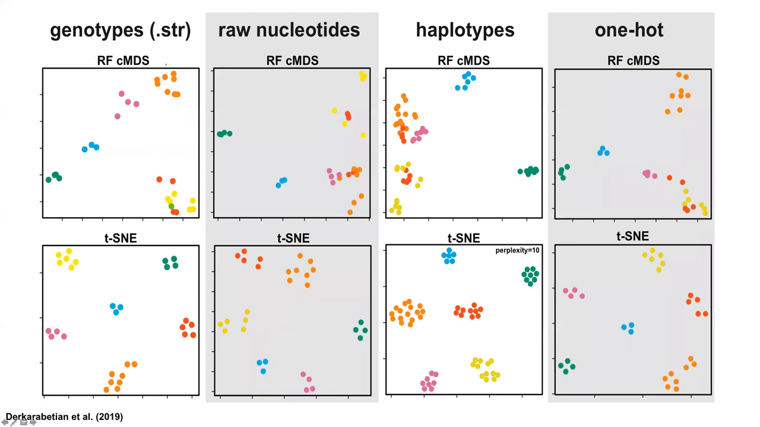So here's random forest up top and t-SNE at the bottom. So I started with the structure file. I did raw nucleotides, including ambiguities, haplotypes, so phase data, and one hot, which I'll talk about when I get to VAEs, so just ignore it for now. But these work whether your data are letters or numbers, so pretty versatile in terms of the type of data you can use in these analyses.